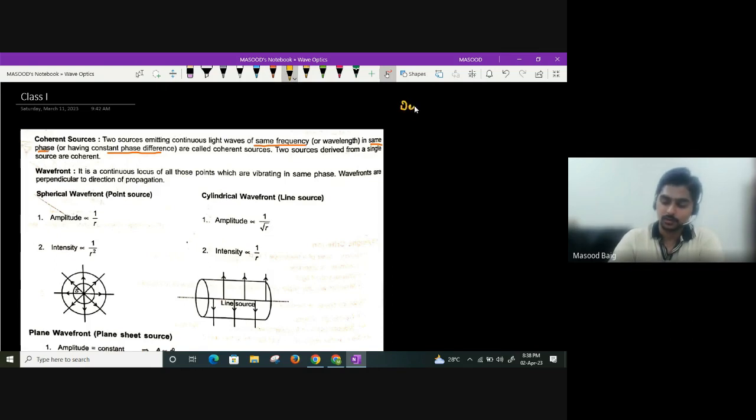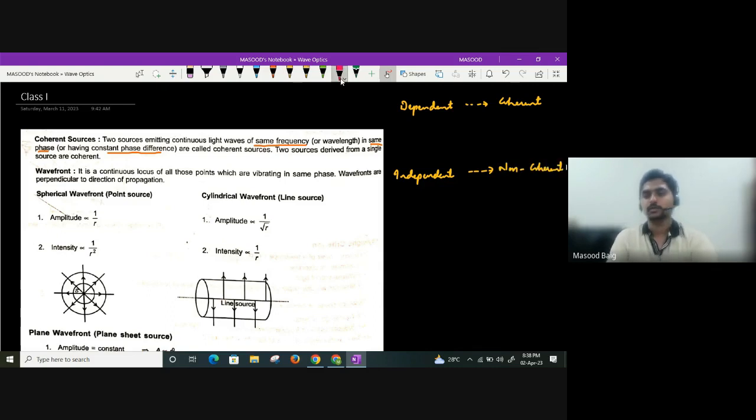And I can also consider dependent sources. Whenever you take dependent sources, they will be coherent. And if you take independent sources, they will be incoherent, or non-coherent, guys. Again, the sources, coherent or incoherent, may be identical or non-identical.